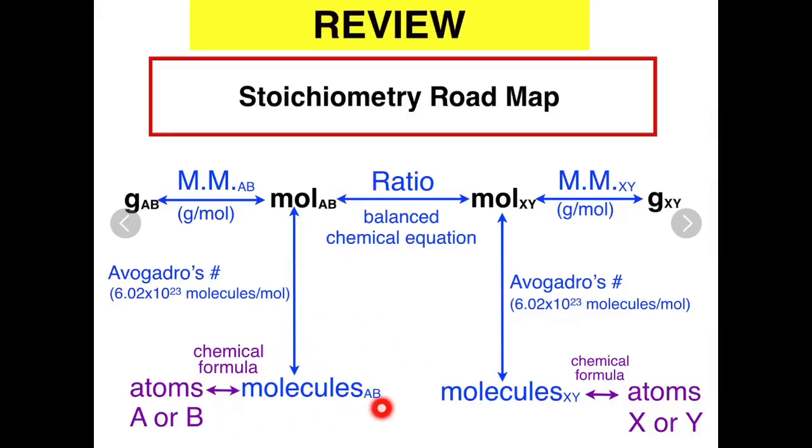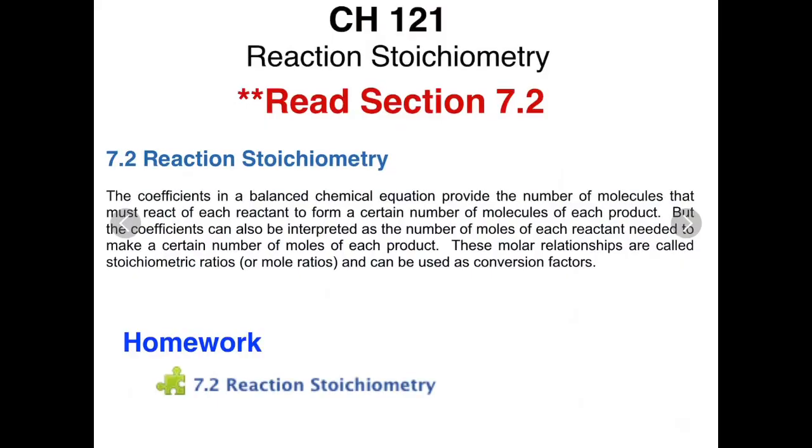If you are given molecules, all you have to do is use Avogadro's number to convert into moles. As long as you get into moles, you can go from moles of one thing to moles of another. Again, Newton homework, chapter 7.2 will help you understand this better. So start working on the online homework.